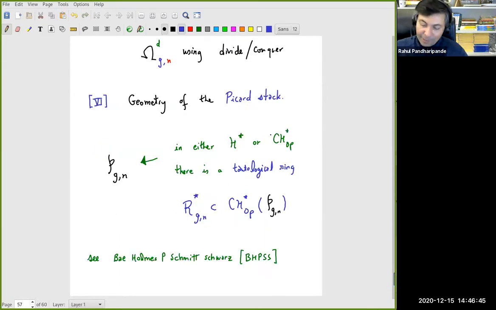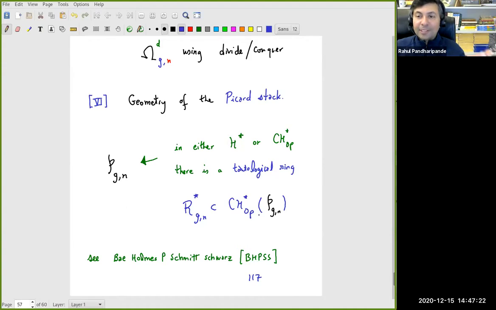Again, you have to decide whether you want cohomology or operational Chow, but in either case, there's a tautological ring. So the operational Chow of this Picard stack, this crazy thing, has a nice tautological ring. If you want some careful discussion of it, you can look in this paper. This paper is 117 pages long, so I recommend starting from the end and reading backwards or something like that. But the notion of the tautological ring is not hard to imagine.